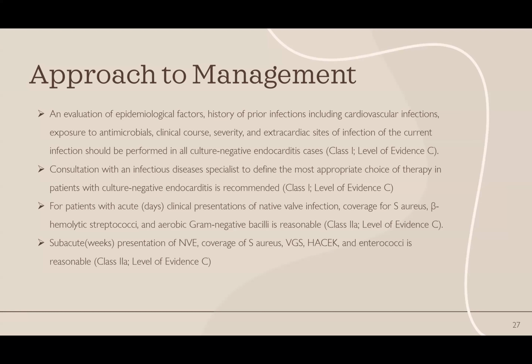CNE. For patients with acute clinical presentation of native valve infection, they recommend coverage for Staph aureus, the beta-hemolytic streptococci, and aerobic gram-negative bacilli. For subacute presentation with native valve endocarditis, coverage for Staph aureus, the viridans group streptococci, the HACEK group, and enterococci is what's reasonable.